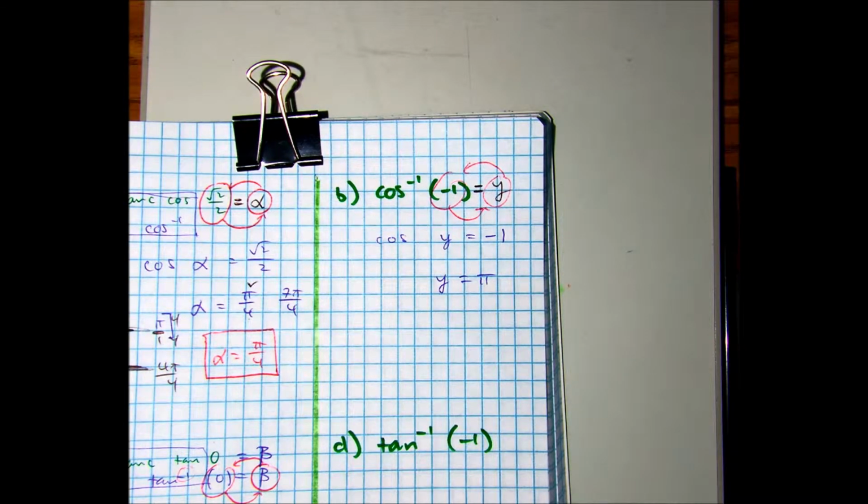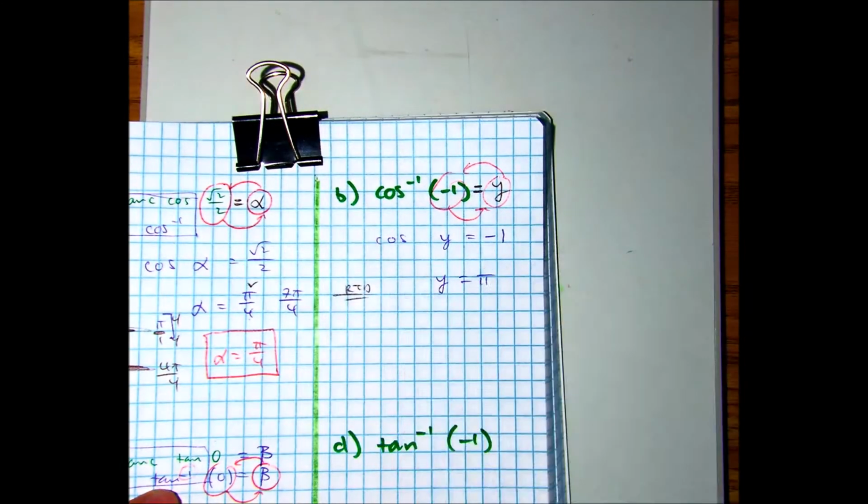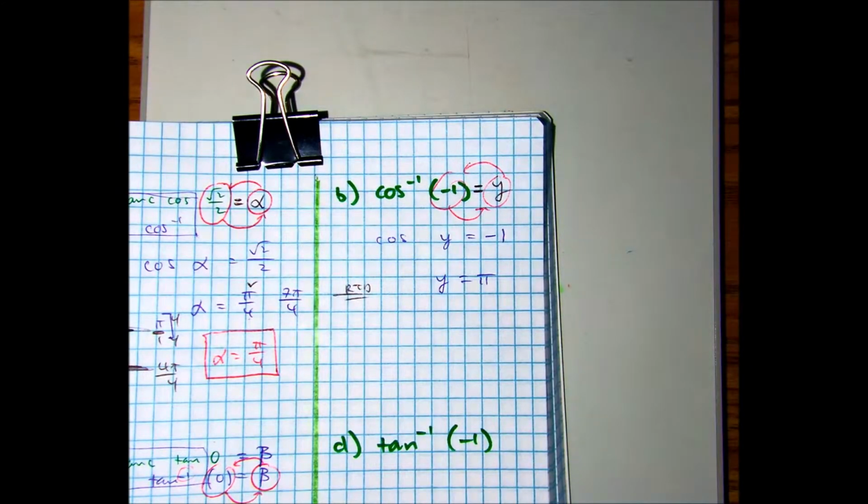And Luis, what is the restricted domain for cosine? What does the brackets mean?